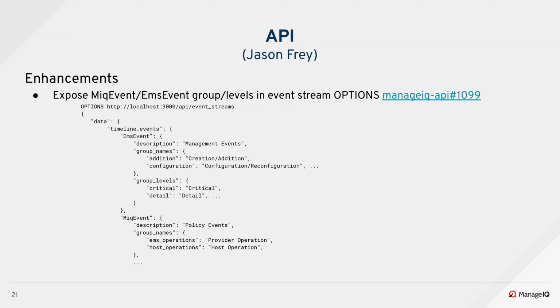Next slide, please. And Joe added the options call on the event streams. This will bring back the list of timeline events broken down by class and then broken down by group names and group levels. This is all to help drive the UI change for the timelines so that they can populate the dropdowns via the API. And I believe that's it.